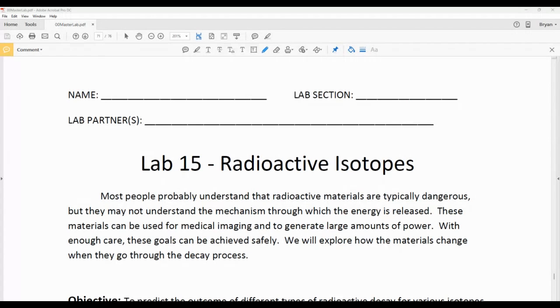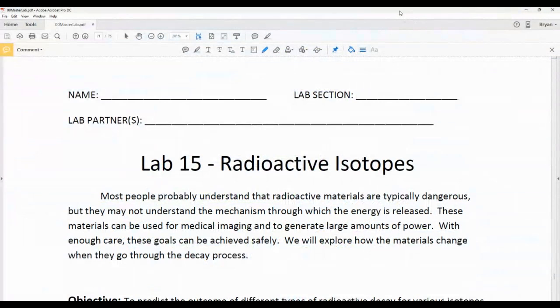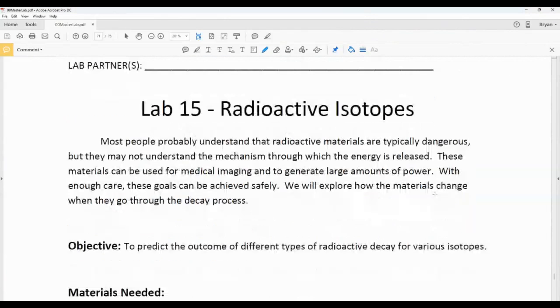All right, let's go ahead and look through some of the necessary information to complete Lab 15. This is one where we don't have a simulation. This was supposed to be a classroom activity where we'd each take our own birthdays or the current day on the calendar or something similar, and then run through and pretend it's going through different types of radioactive decay. But that's okay. We can still make this work.